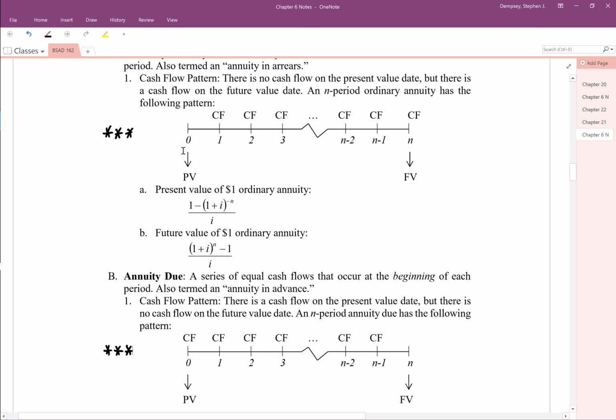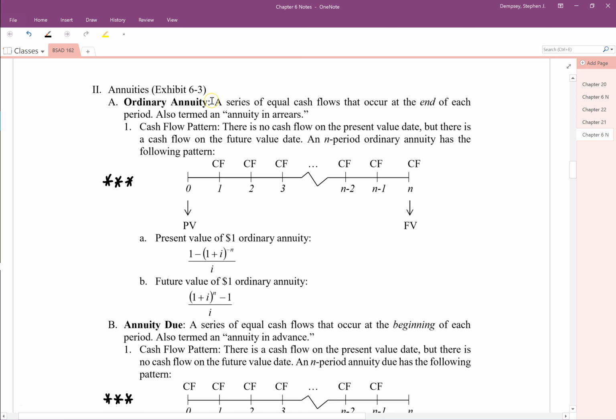Typically, when you buy a house, you don't make a payment at the time you buy it. It's 1 month later. And then every month, you're going to make a payment. Or if you buy a car, you don't pay the first payment right now. You might put money down, but that's not your first payment. Your first payment is going to be a month later. So those are typically what we call an ordinary annuity.